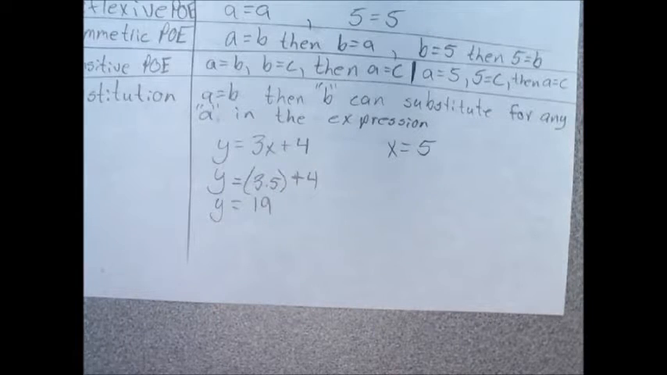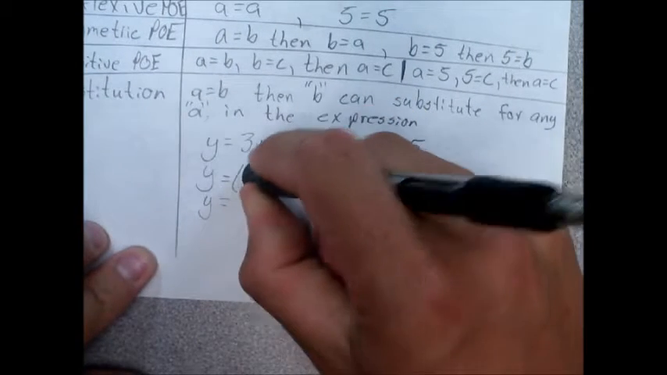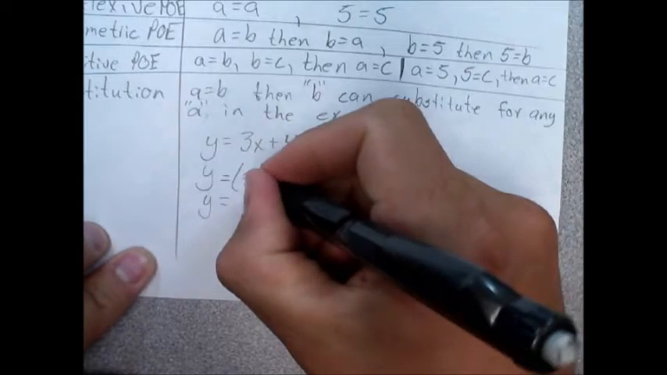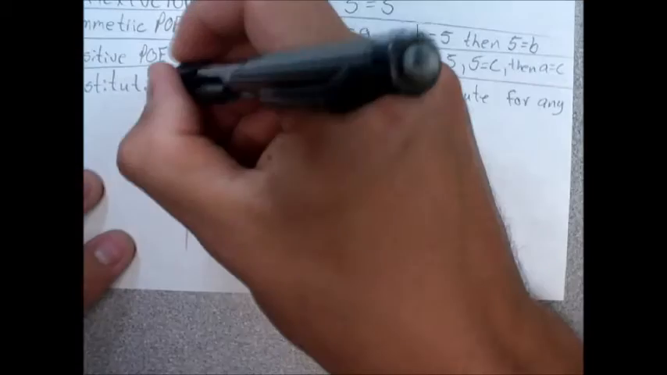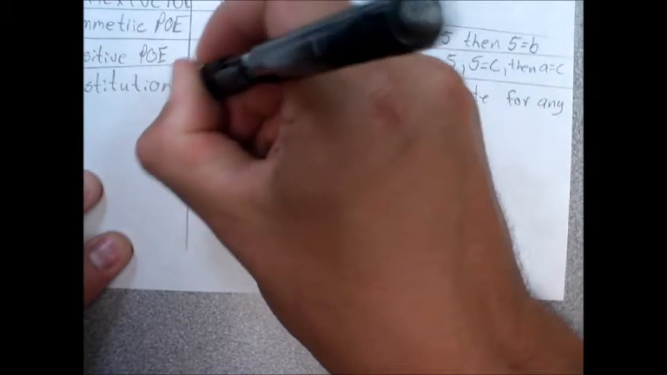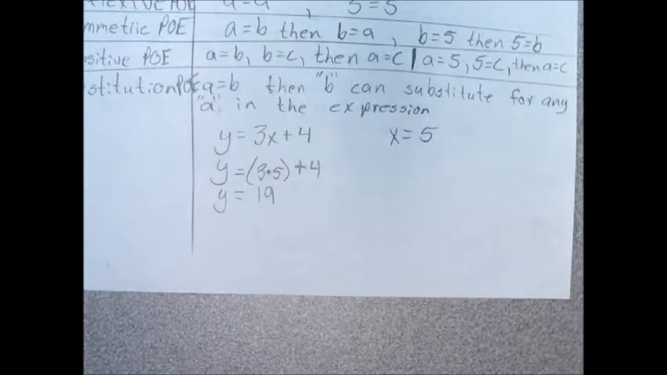Okay, so you're just subbing, is all it is. 3 times 5 is 15, and 15 plus 4 is 19. Okay, so substitution, that's all it is. Substitution, property of equality, crud. I didn't put PO either. Did not leave room for it.